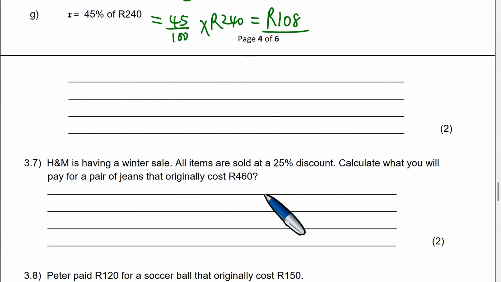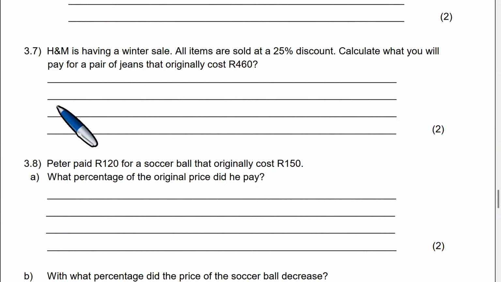Next question. H&M is having a winter sale. All items are sold at 25% discount. Calculate what you'll pay for a pair of jeans that originally costs 460 rand. What's the answer? Says 115. Let's check.